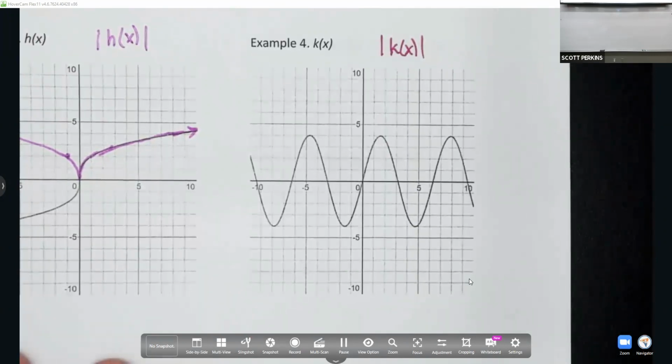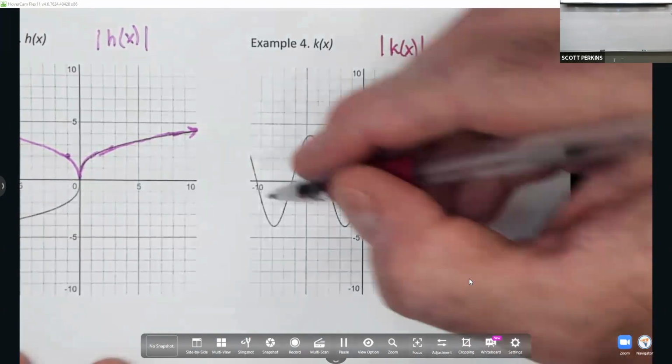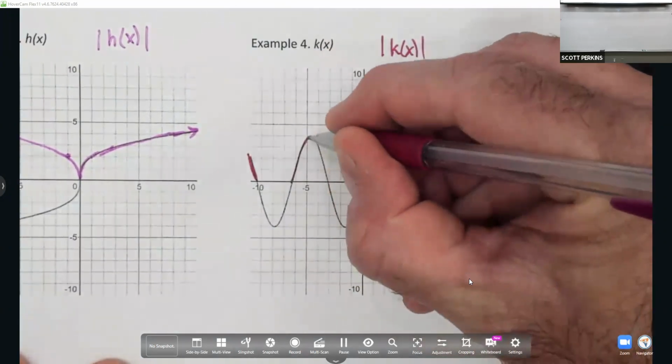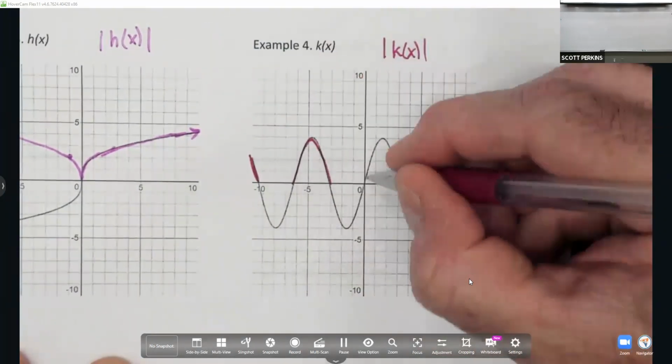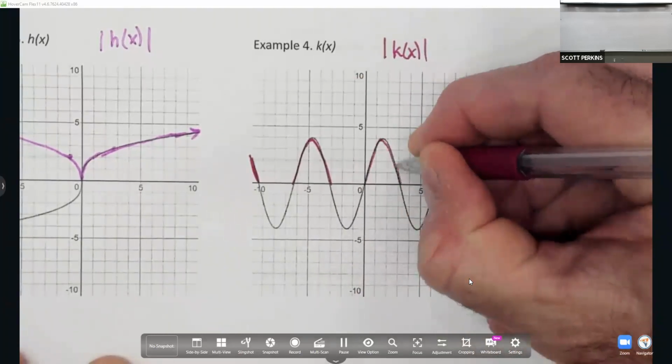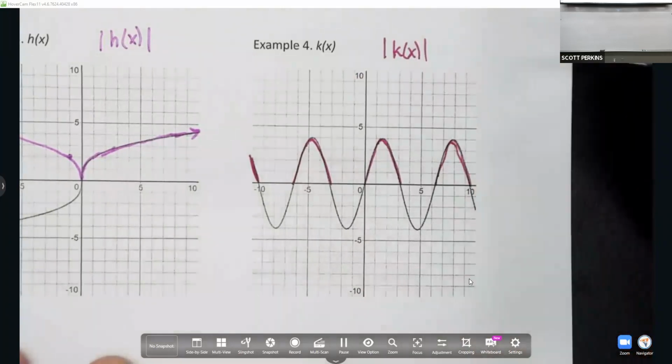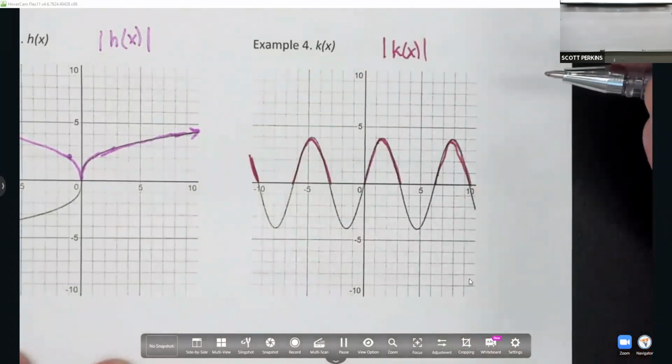While you're finishing up, I'm just going to do my same process. I'm going to trace over the stuff that's already positive. So there's a little bit on this end over here, and then this in the middle, and then this, and the pattern just keeps happening. Then I'm going to go back through and do my best approximation to make the negative stuff positive.